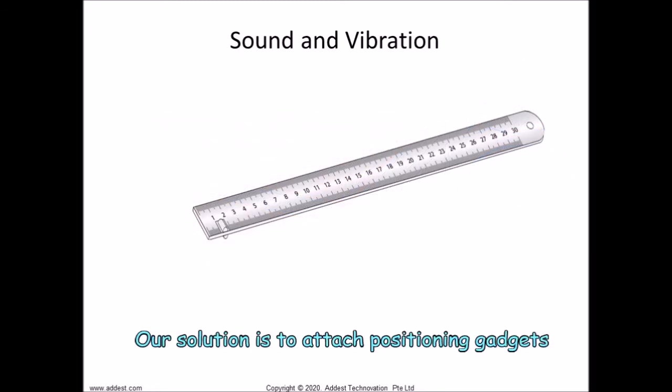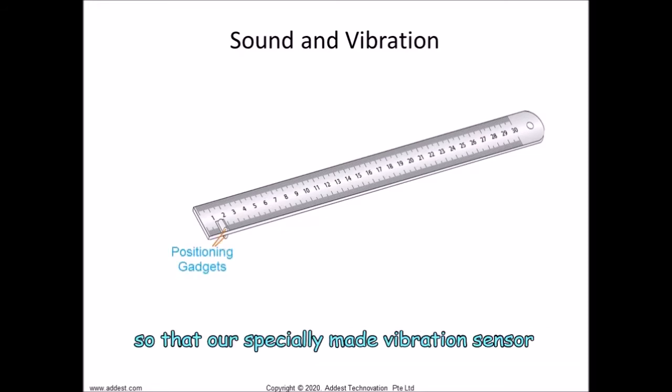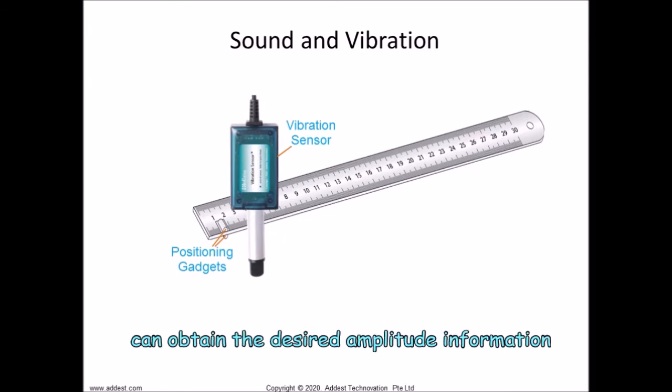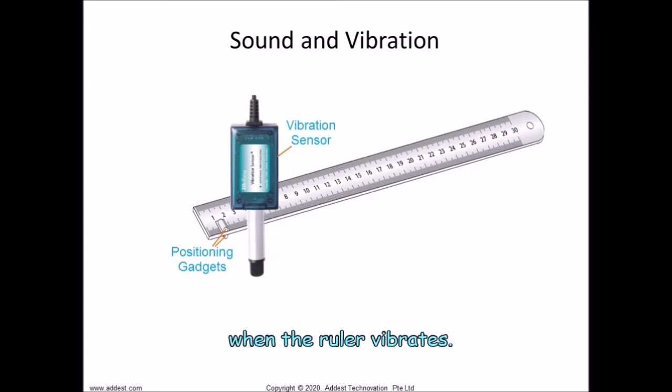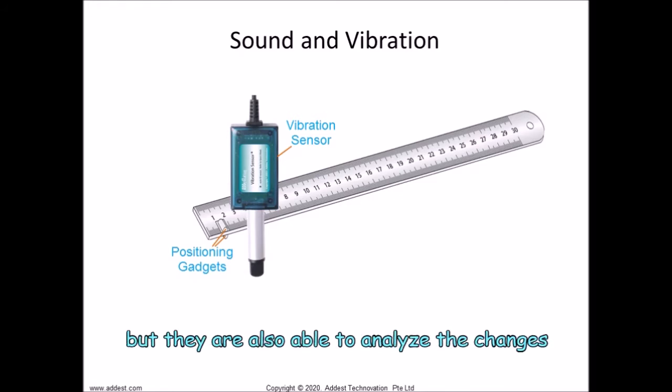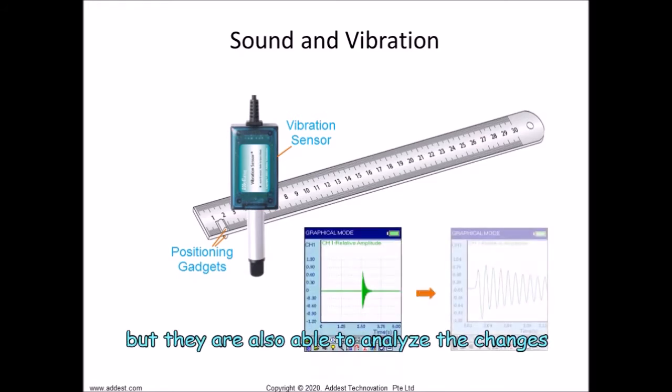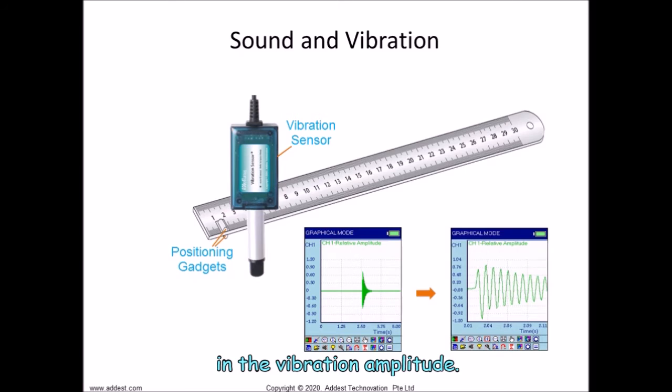Our solution is to attach positioning gadgets to the ruler so that our specially made vibration sensor can obtain the desired amplitude information when the ruler vibrates. This way, not only can the students determine the speed of vibration, but they are also able to analyze the changes in the vibration amplitude.